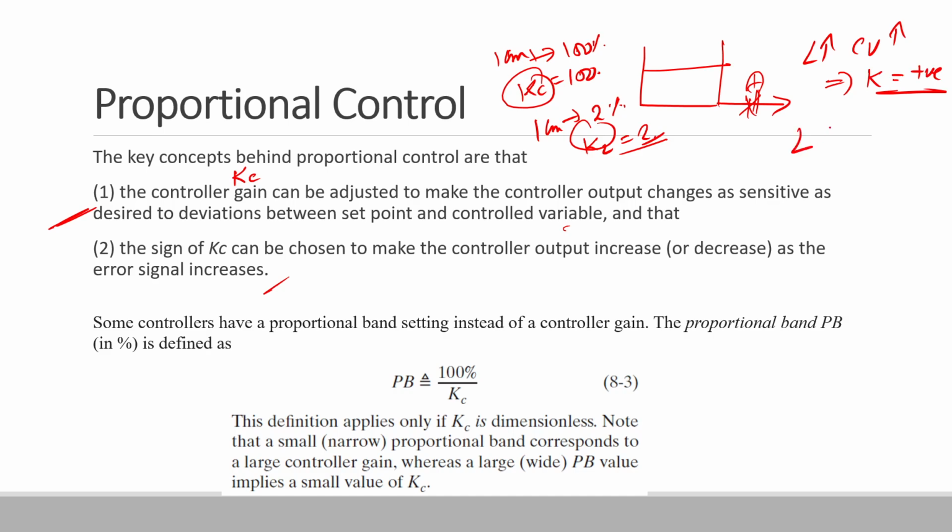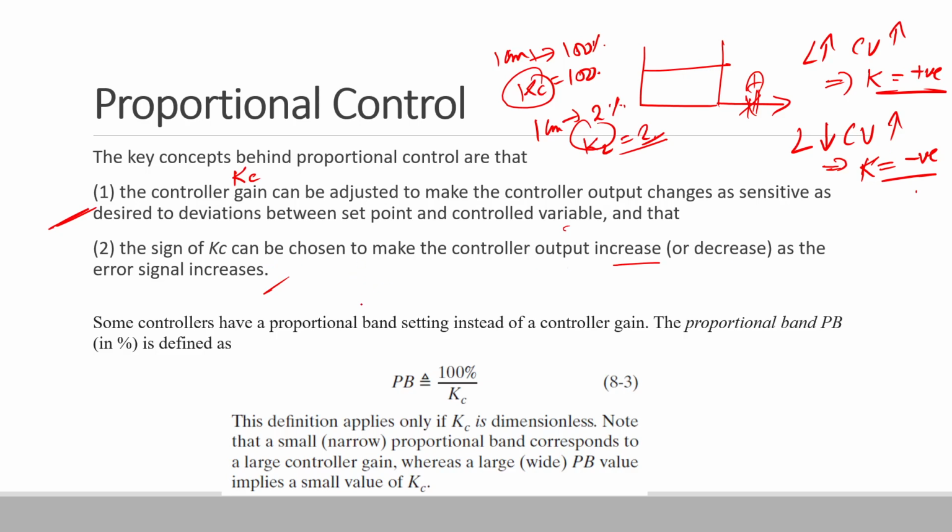And in the opposite case, that is, if the level decreases and we want to open the control valve, we can just change the value of the controller gain to the opposite of the earlier term. So if this is negative, this will be positive, and if this is positive, this will be negative. So this will be its opposite action. That is, we can change the sign of Kc such that the controller output will increase or decrease on the basis of the error signal.